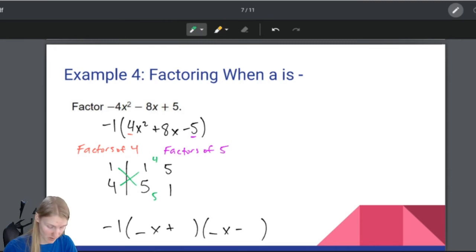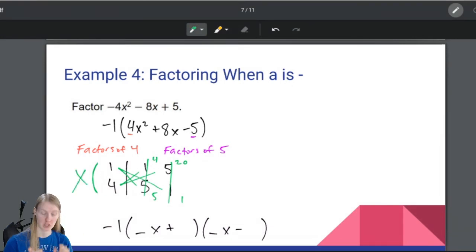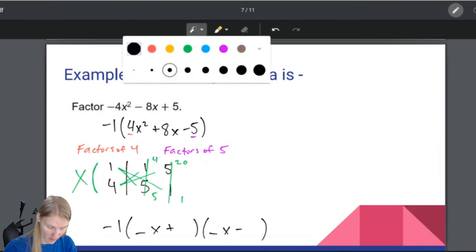So that is not going to work. That's not working. What about 4 times 5? That's 20. And 1 times 1 is 1. 20 minus 1 is 19, and 1 minus 20 is -19, so that's also not working. Okay, so we know that the 1 and 4 right here, not working. Luckily, we have other factors of 4.